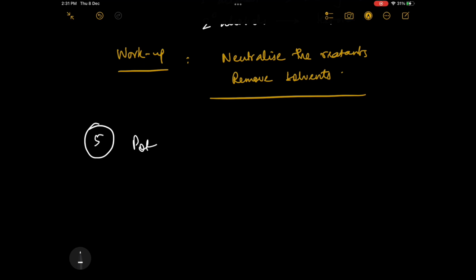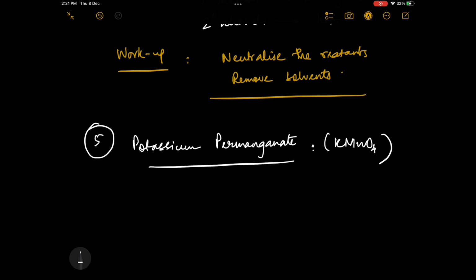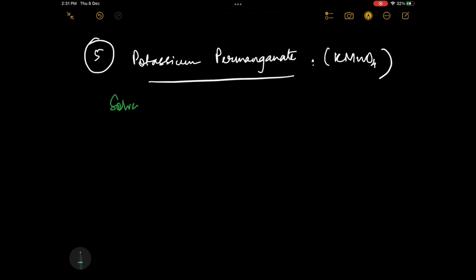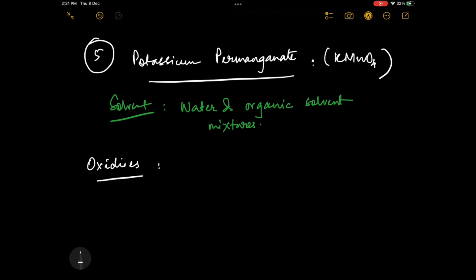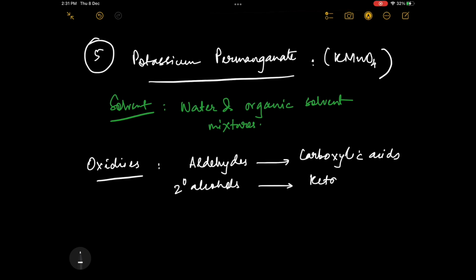Okay, so the fifth oxidizing agent we have here is potassium permanganate, KMnO4. This is also a quite well known oxidizing agent which can oxidize a lot of functional groups. First we see the solvent, which is a water and organic solvent mixture. This particular oxidizing reagent oxidizes aldehydes to carboxylic acids, 2-degree alcohols to ketones, alkenes to vicinal diols.